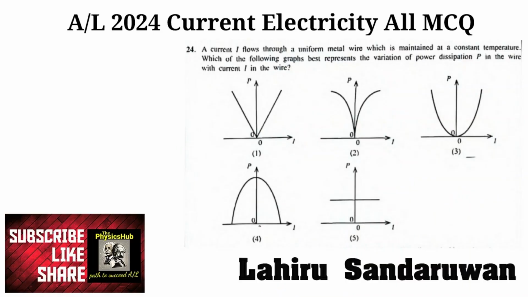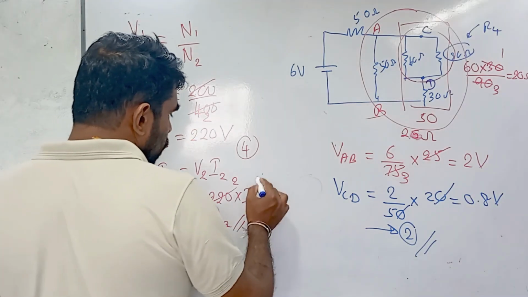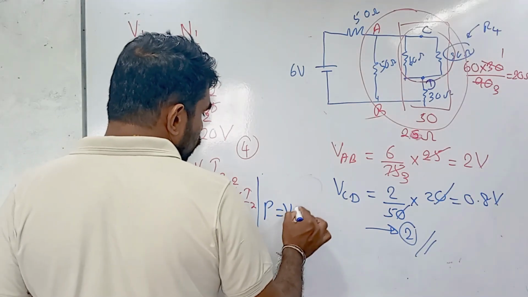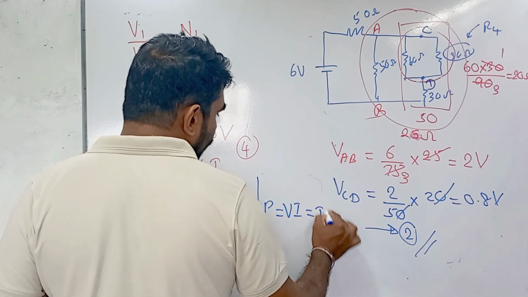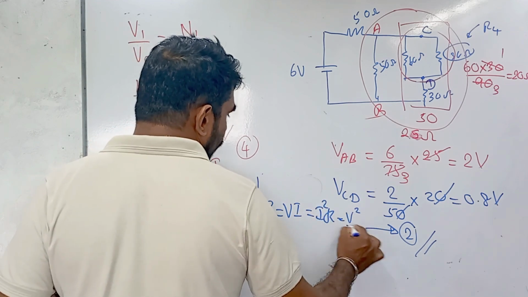Then question number 3. A current I flows through a uniform metal wire which is maintained at a constant temperature. Which of the following graphs best represents the variation of power dissipation P in the wire with current I in the wire? We can get a relationship for power: P equals VI, or I squared R, or V squared over R.